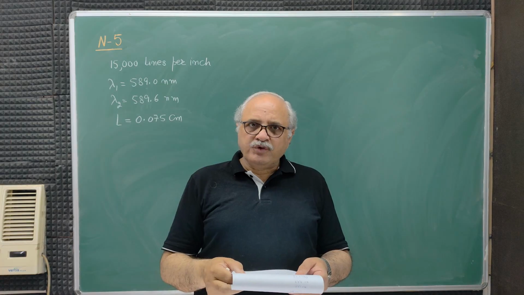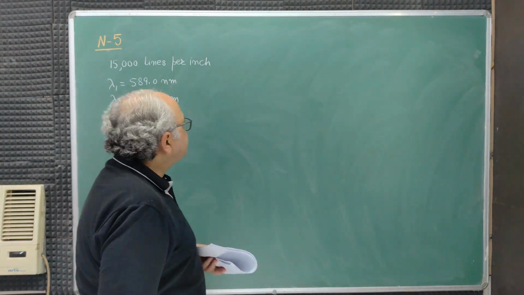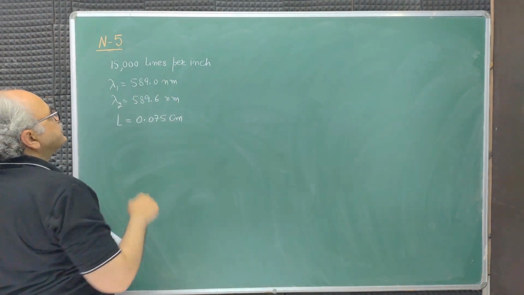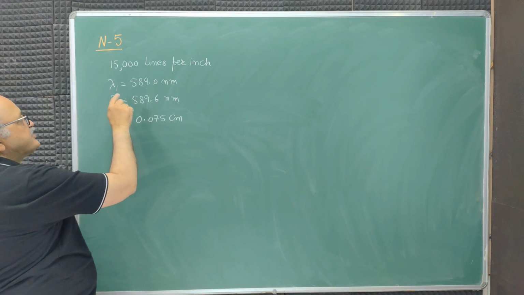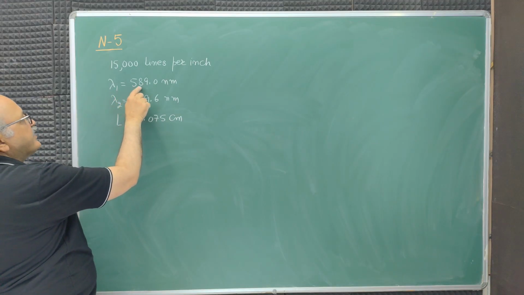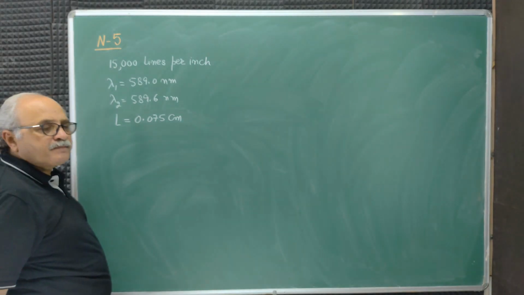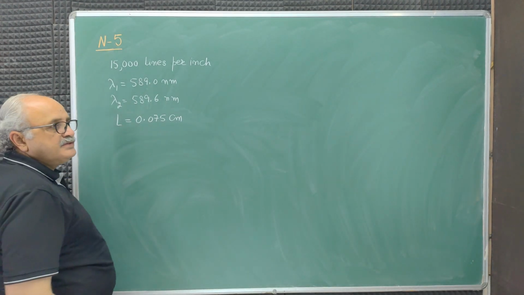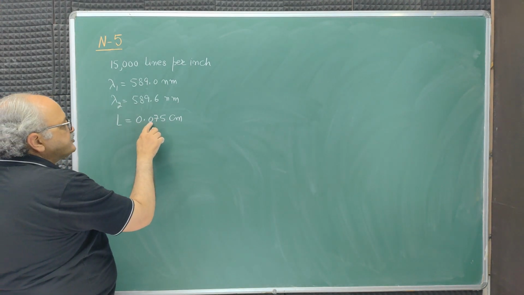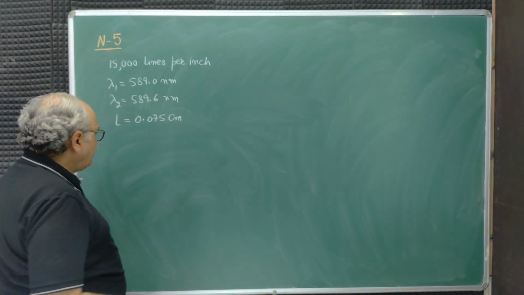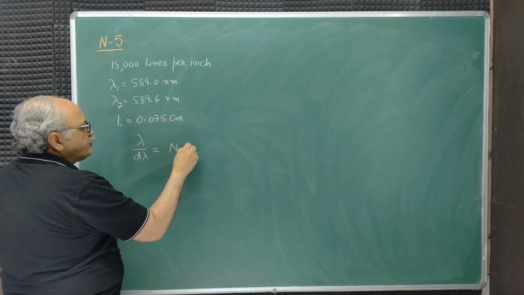Now let's take the fifth question, and the fifth question is on the resolving power of the grating. This grating has 15,000 lines per inch and light from the sodium source is taken, which is having wavelengths of 589 nanometer, 589.6 nanometer, and the length which has been exposed is 0.075 centimeter. We know that the resolving power of the grating is given as capital N into small n.